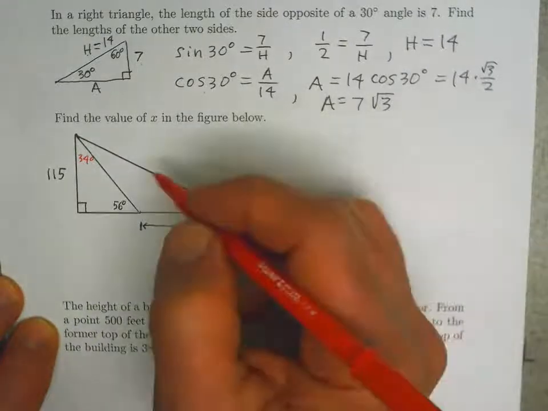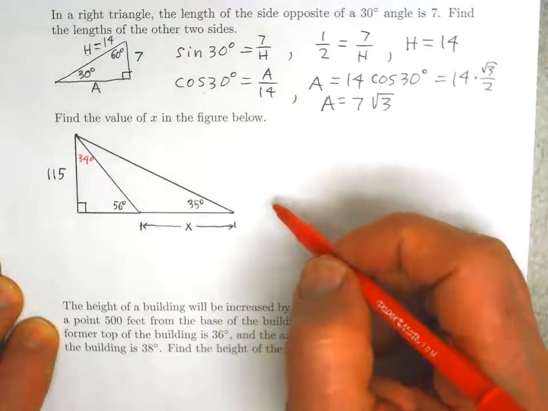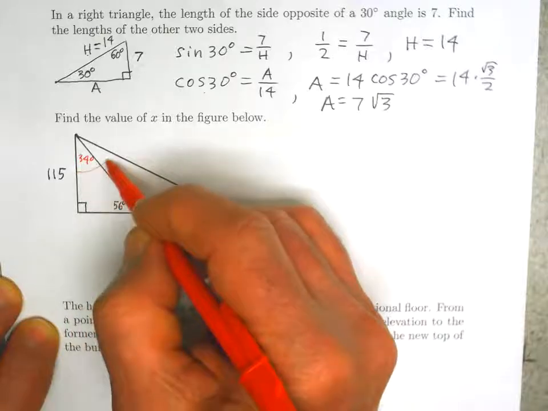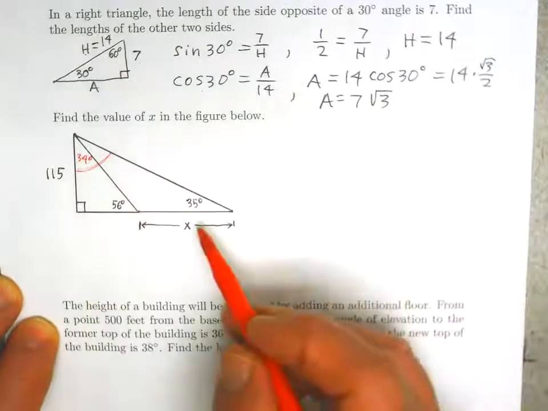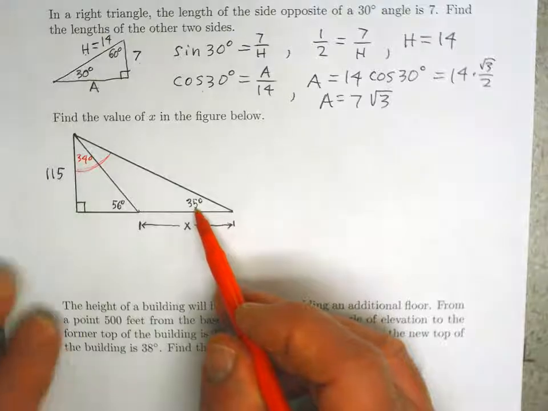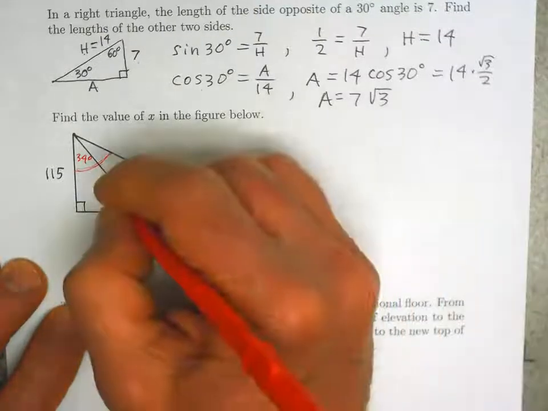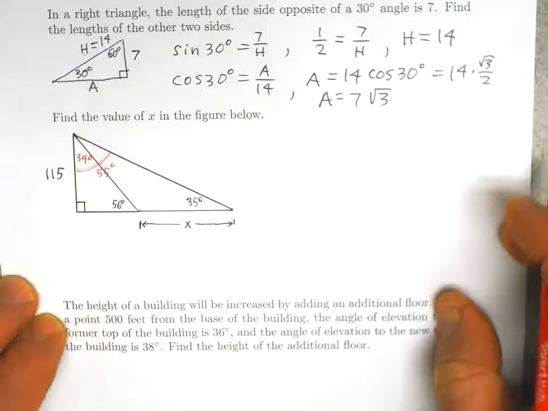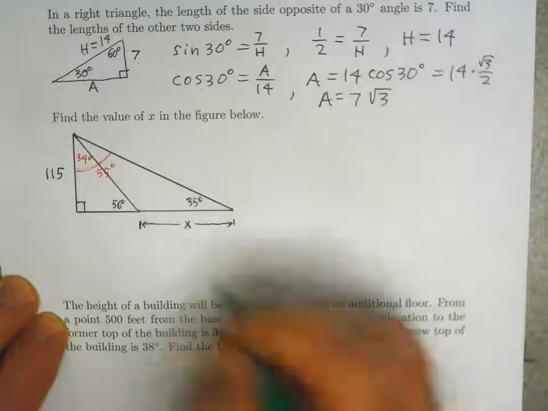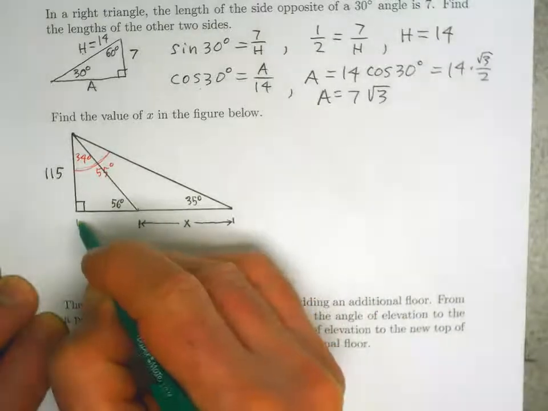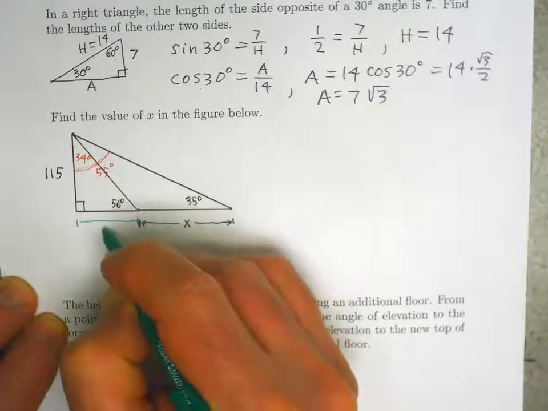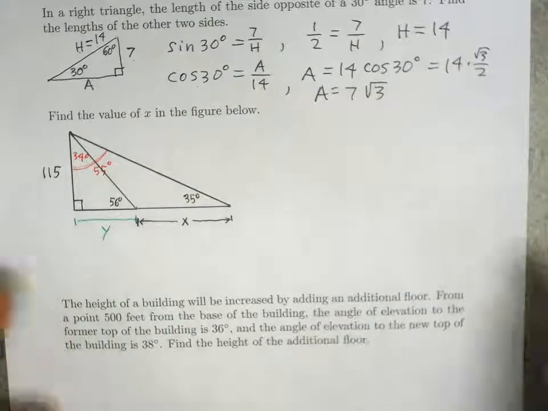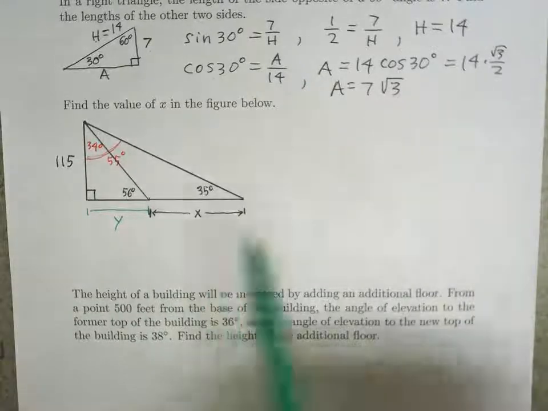And then, well, in the bigger right triangle, this angle, this big angle up here, has to be 55 degrees. And just to help, let's refer to this length right here as y. So now we can use trigonometry to determine what the value of x is.